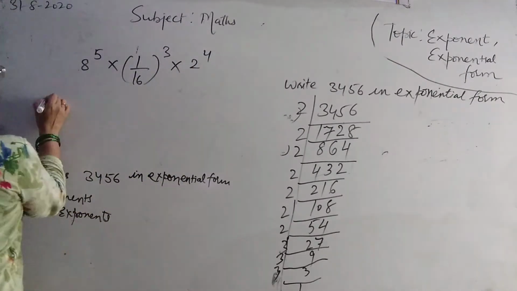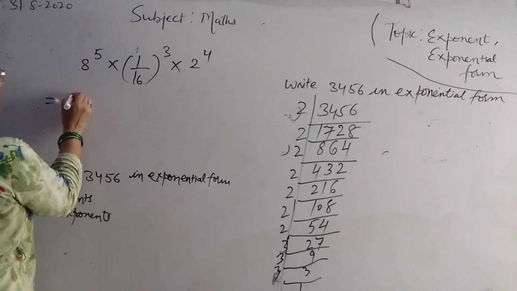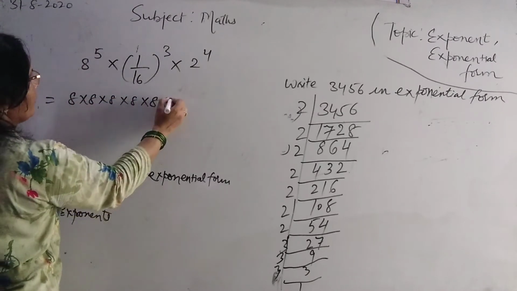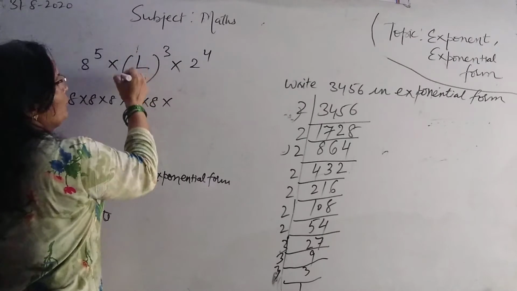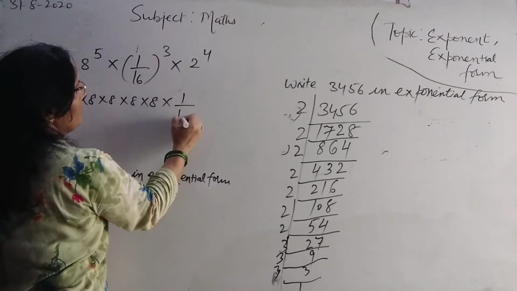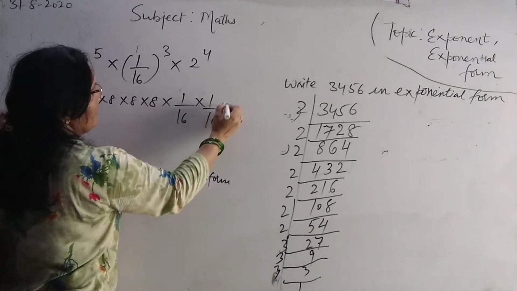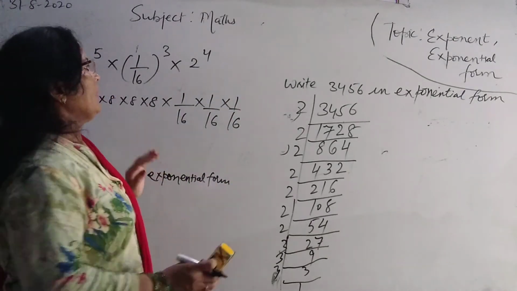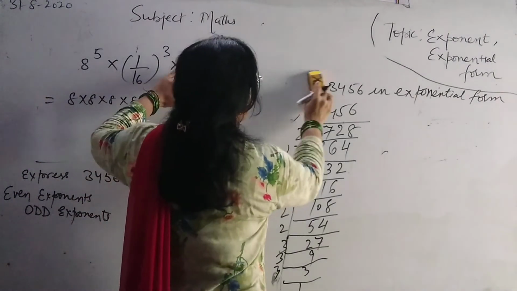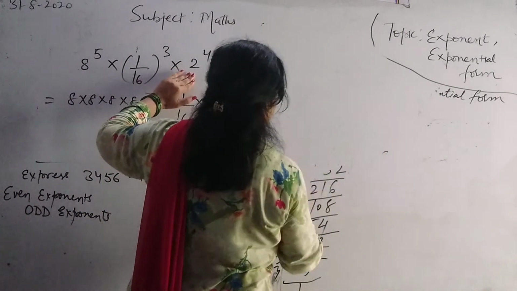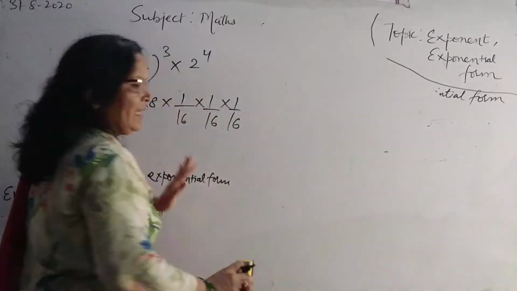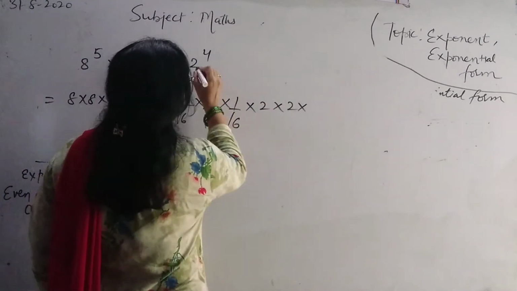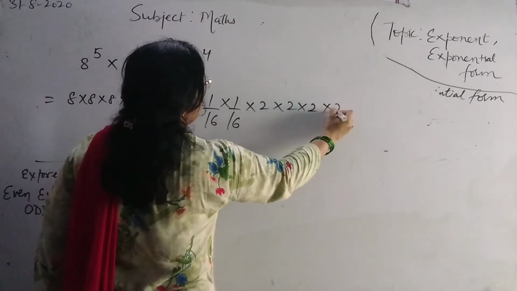Okay, we will expand. 8 is written 5 times: 8 into 8 into 8 into 8 into 8. 1/16, whose power is 3, will be written 3 times. 2 raised to power 4 will be written 4 times.